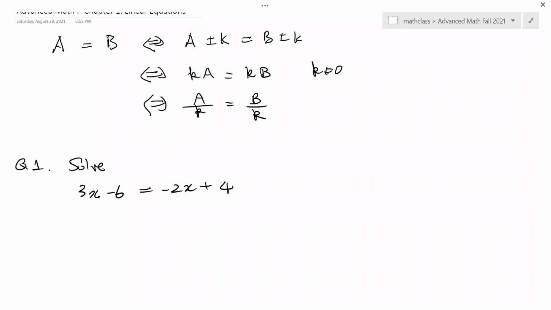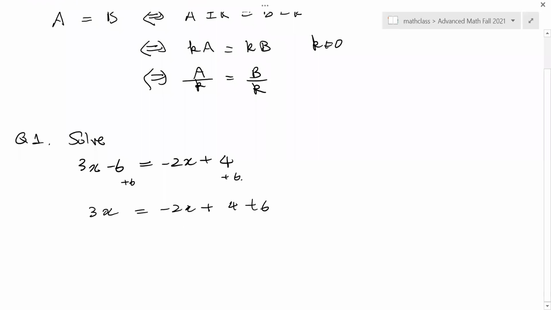Now, to solve this problem, we can move terms around. Actually, what we're doing is we add a number to both sides, but it looks like we move 6 to the right hand side and change the sign. Then you have 3x equals negative 2x plus 4 plus 6. So now the number 6 is on the right hand side. So you can say I move 6 to the right hand side, and then I change the sign. So then that's going to be negative 2x plus 10.